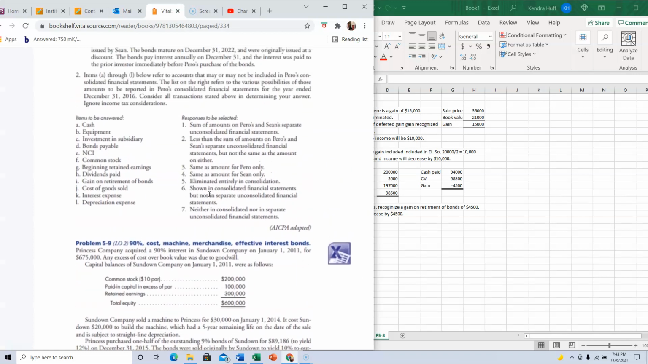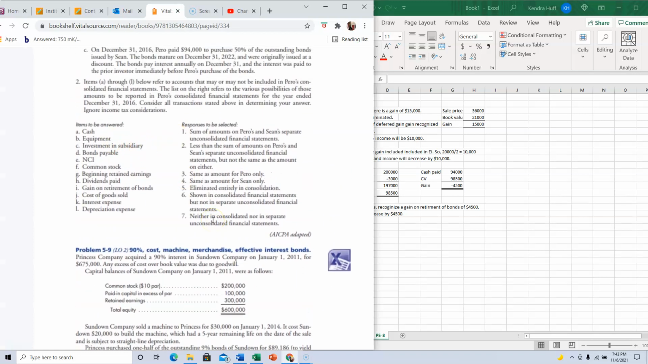All right, then these others we have to match. Items A through L refer to accounts that may or may not be included in Pero's consolidated financial statements. The list on the right refers to the various possibilities of those amounts to be reported in Pero's consolidated financial statements for the year ended December 31st, 2016. Consider all transactions stated above in determining your answer. So we have to tell what happens to these items during the elimination process.